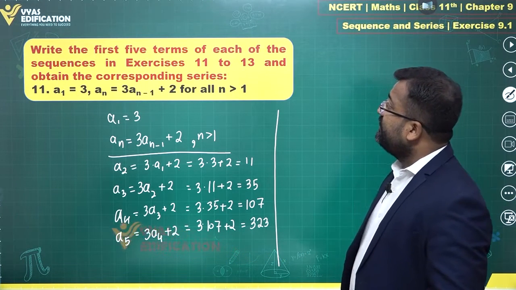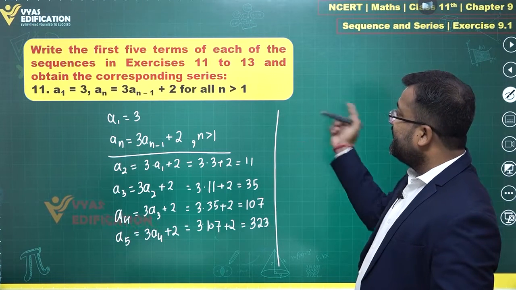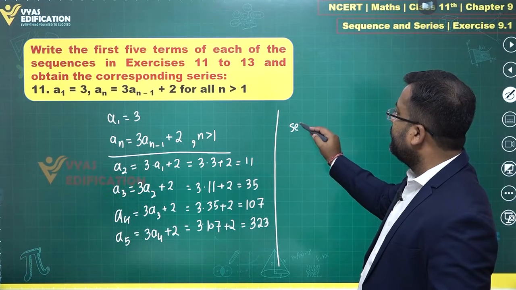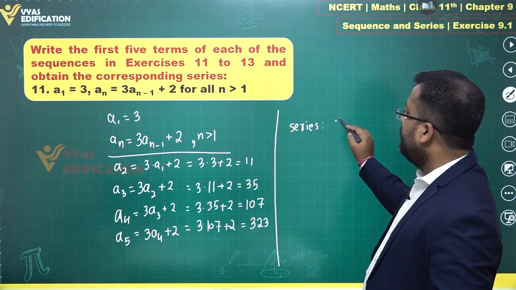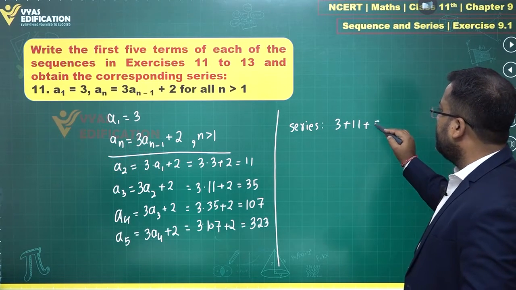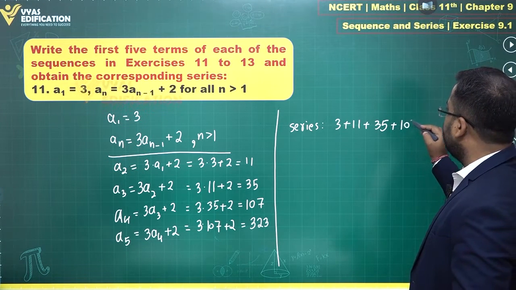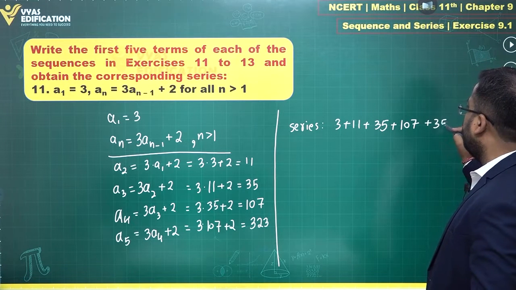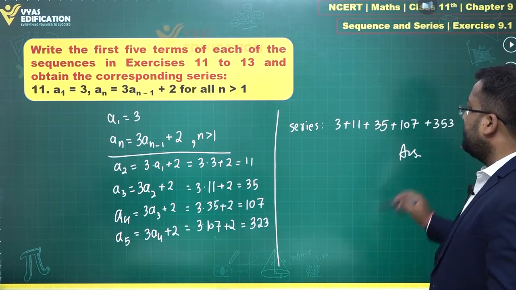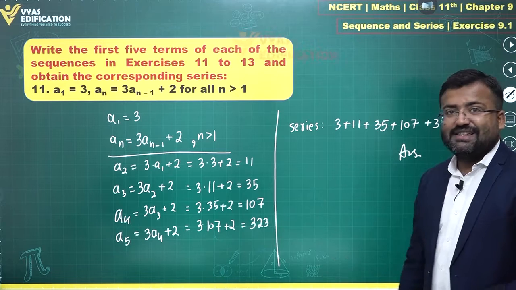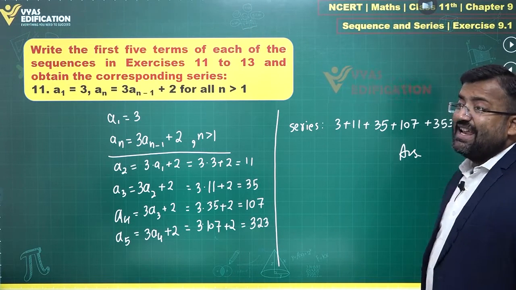So the first 5 terms have been found and the corresponding series will be 3 plus 11 plus 35 plus 107 plus 323. That's the corresponding series. That's my required answer. This and this. Right? That's all that you have in this 11th question.